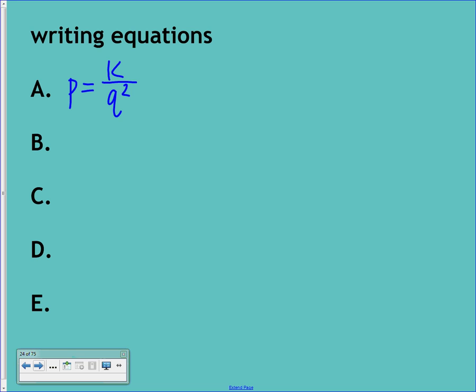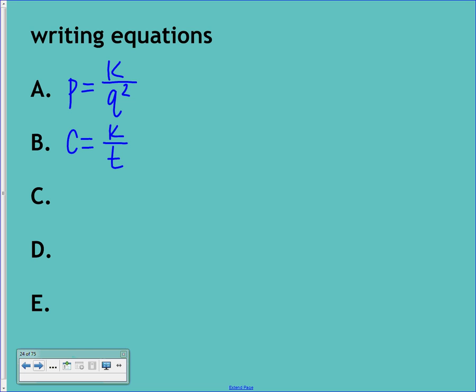Part B, the number of cats C it takes to catch a mouse is inversely proportional to the amount of time it takes to catch those mice. So C equals K over. Inversely proportional is the same idea as varies inversely. It didn't say square or cube, so it's just going to be K over T.